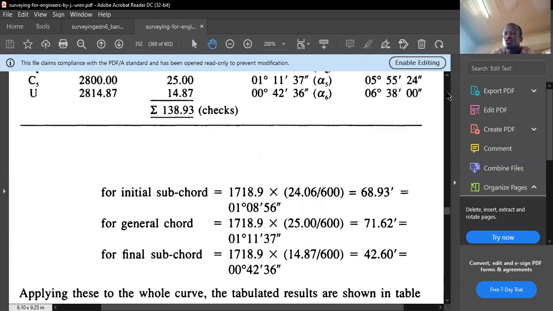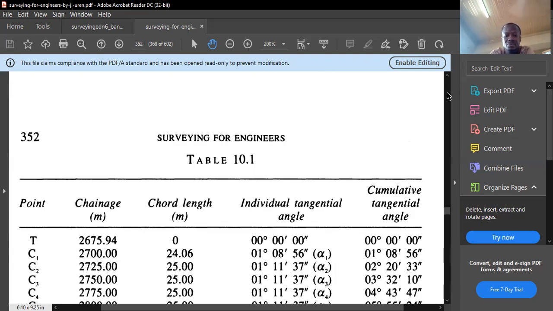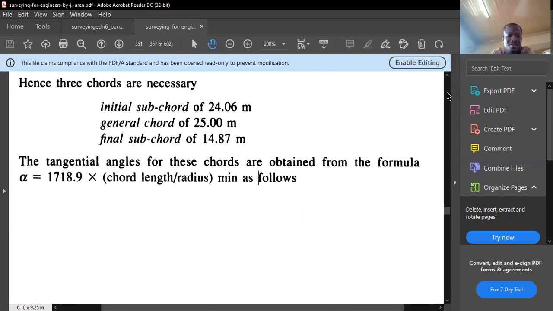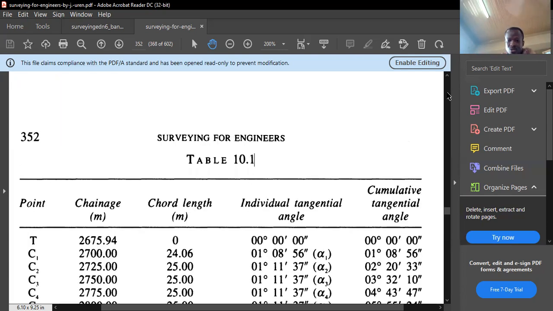Okay, what do you need to do that? I'll give you the chords, haven't I? So you can do it. You can, right? What's the formula for alpha? Alpha is equal to 1718 times C over R. What is C for the first peg? The chord length for that, I'm just giving it to you. So try and work out that just so that we can all be on the same page. Is that okay?